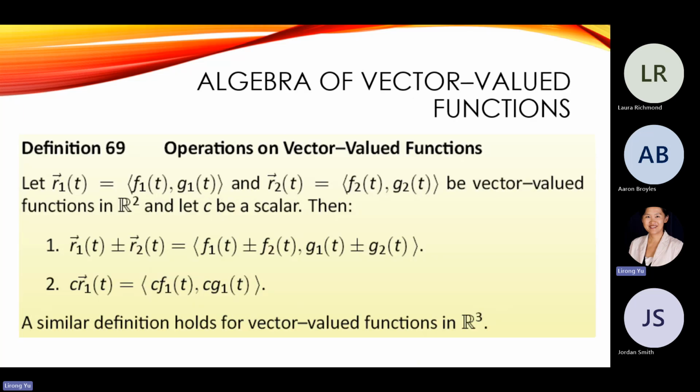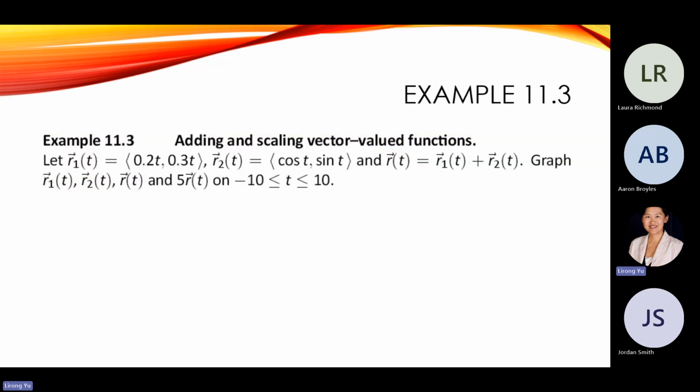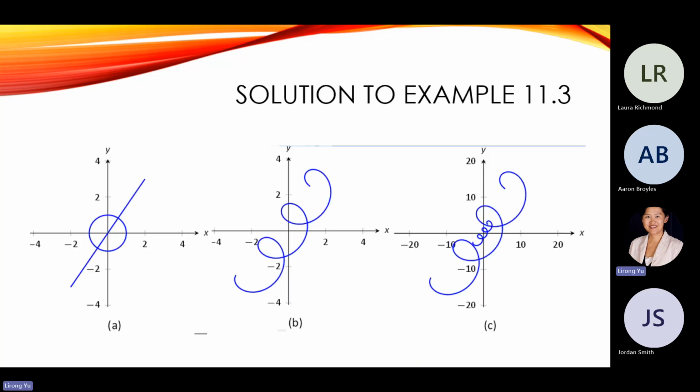Okay, we were also going over how you can add vector-valued functions, or you can have a vector-valued function multiplied by a number. And we did this in here. R1 is a straight line, R2 is a circle. If you add R1 and R2, you end up having a spiral here.